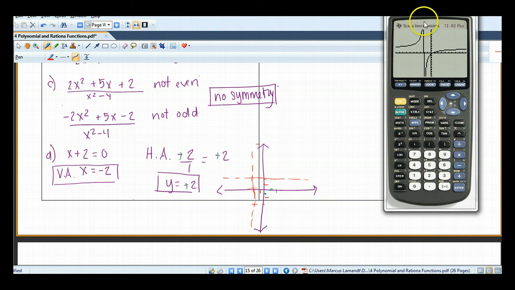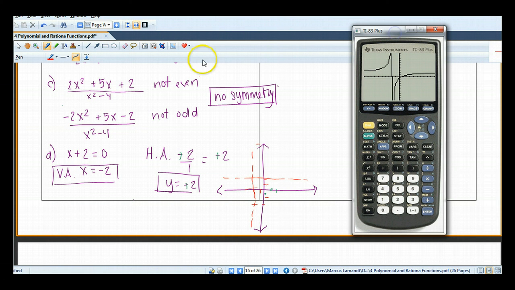Alright, I apologize, you guys. I made another mistake. Initially, in my equation, I was actually using this equation here with a +5x. That's why the asymptote was over here. But, okay, this is what the graph should look like. So, graph over here, graph over there.